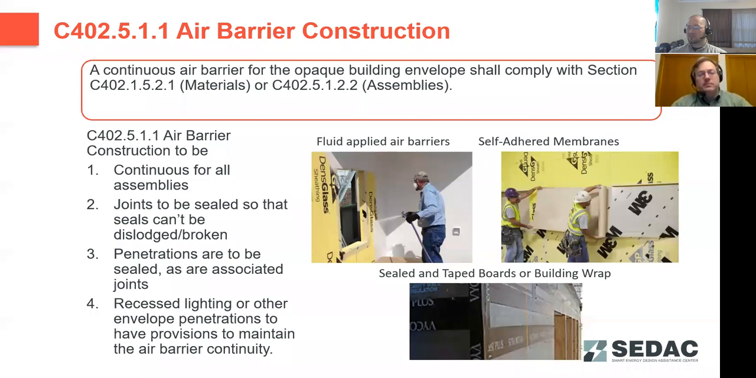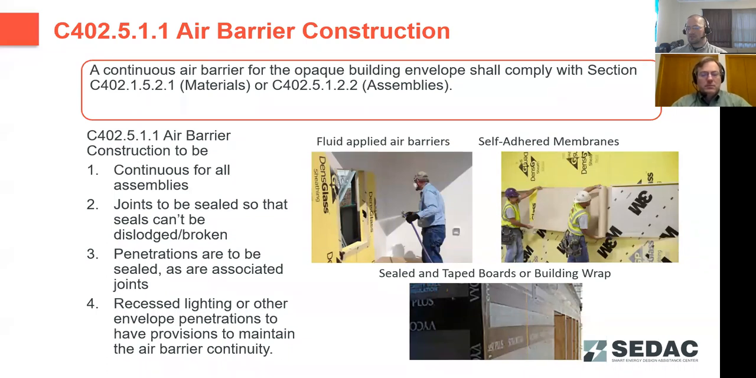Self-adhered membranes are probably the next least common, but next most efficient. All those membranes have an adhesive on the back, and if they're properly applied and pressure rolled onto the building, you can ensure that all those joints are sealed to each other, and you're not going to have missing joints or seams that are not sealed.